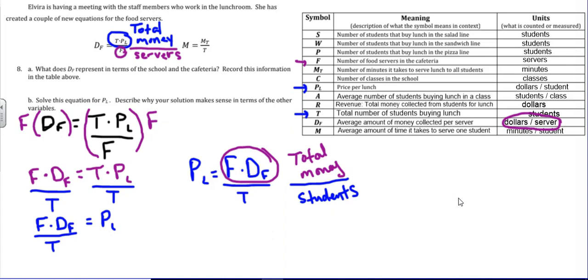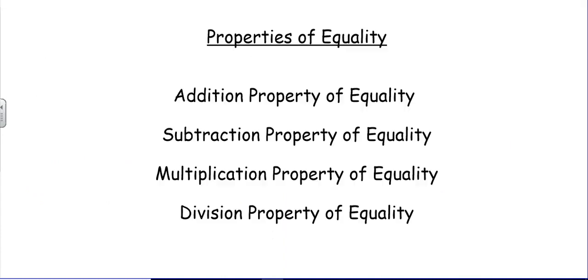So in summary, in this lesson, we solved literal equations for a specified variable. And we made sure to define our variables so that we could understand what they meant and understand why solving the equation made sense. Also, we looked at some properties of equality. We looked at the addition, subtraction, multiplication, and division properties of equality. Properties of equality are when you perform an operation that does not change the balance of the equation. In other words, you can add the same value on each side of an equation and it won't unbalance the equation.